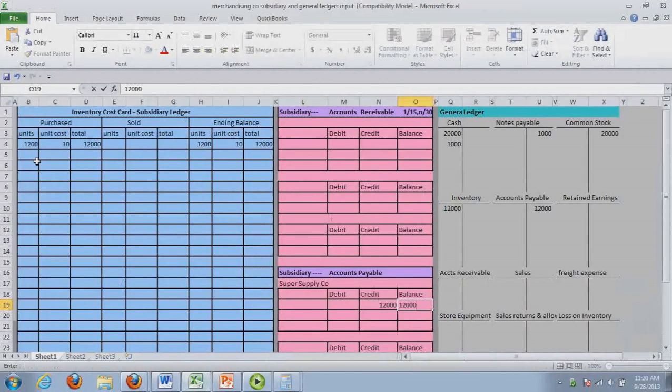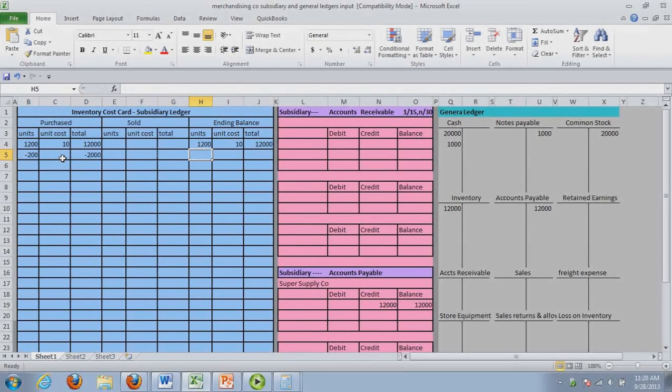I need to adjust this. Now there's no return column here from the supplier. So what I'm going to do is adjust it where I purchased it. So I'm going to say minus 200 units. The cost doesn't change, and I'm going to have minus $2,000.